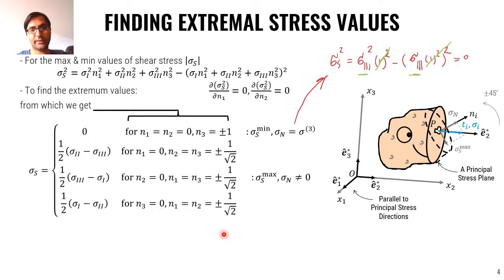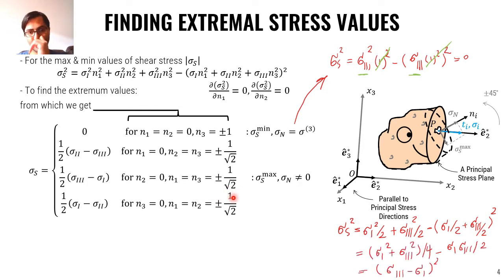For the other cases, it's almost similar. So let's find the solution for the case that n2 is 0, so n1 and n3 become plus minus 1 over the square root of 2. Replacing n1, n2, and n3 in this equation, we get sigma 1 squared divided by 2 plus sigma 3 squared divided by 2 minus the bracket sigma 1 divided by 2 plus sigma 3 divided by 2 to the power of 2.